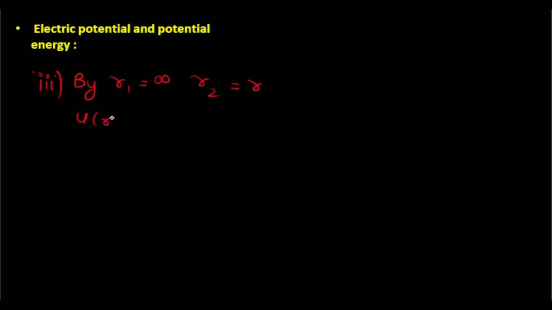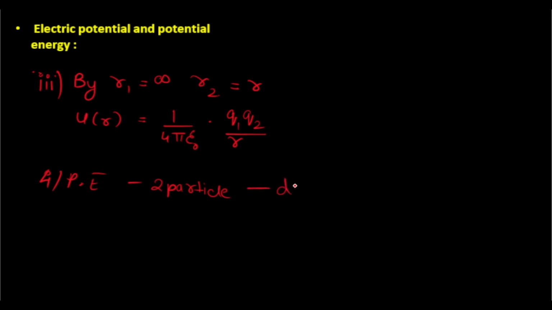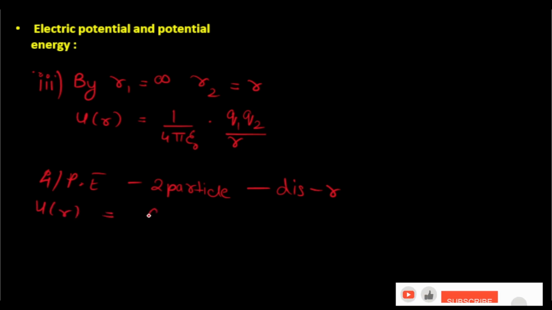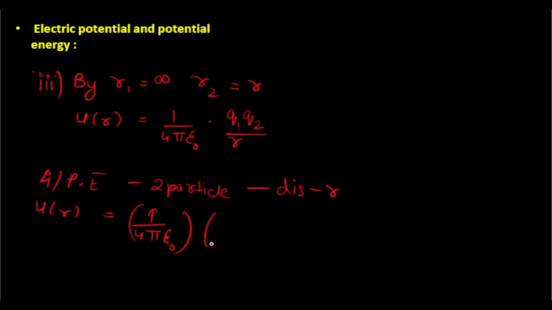Then we get U(r) = 1/(4πε₀) × q1q2/r. Fourth, potential energy of a two-particle system: two particles at distance r from each other. So U(r) = 1/(4πε₀) × q1q2/r.